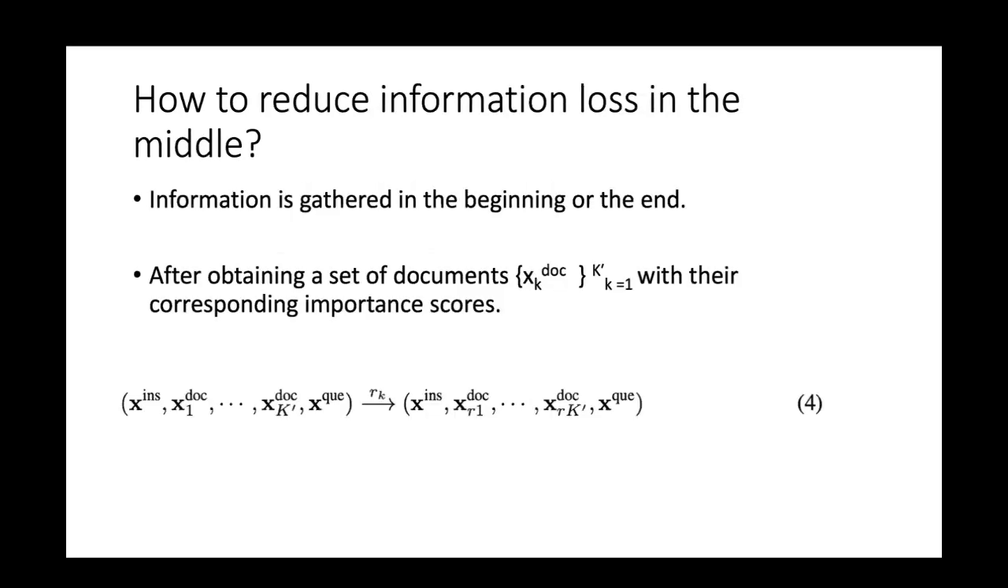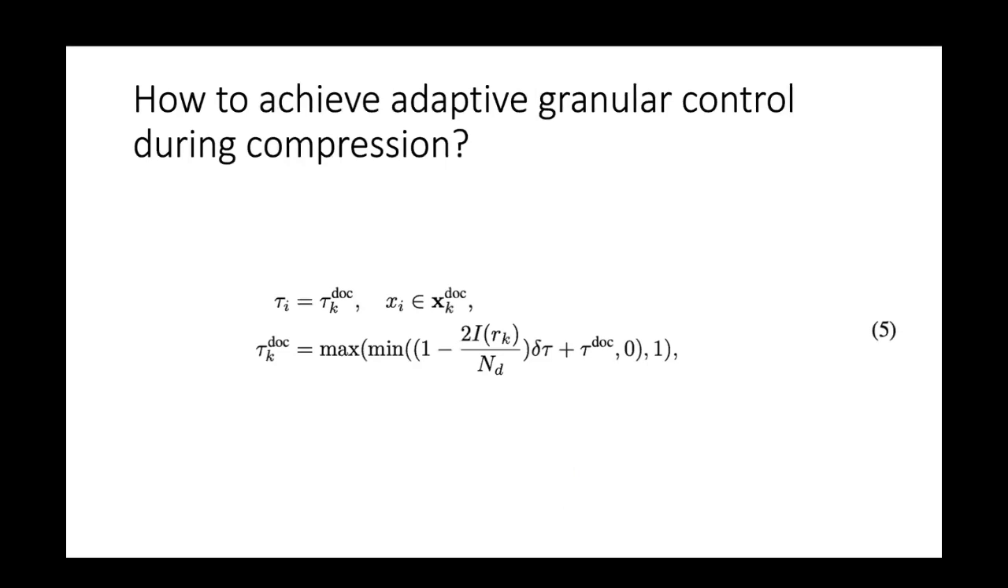And then this, as I mentioned before, after information is gathered in the beginning or the end, they try to re-rank all the documents with their corresponding importance scores. And the next thing is to achieve additive granular control during the compression. Here you can see that ND refers to the number of documents, and RK is the rank, and it is the importance score.